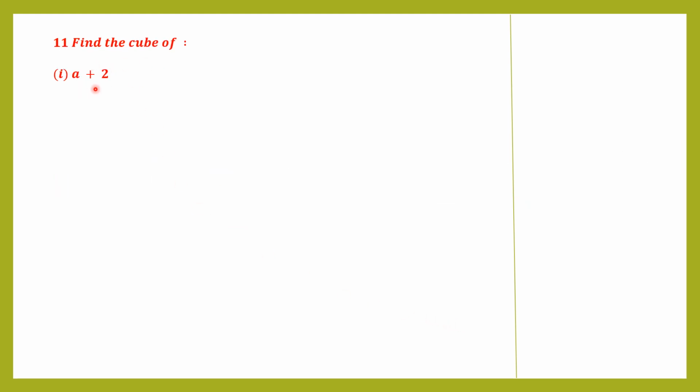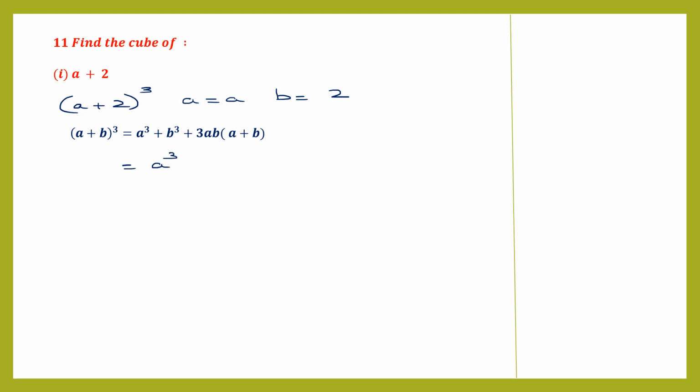Find the cube of this. So it's given this way. We are going to find the cube of this. So that is a plus 2, the whole cube. And here, just like the previous one, a will be the first term, a, and b will be the second term, which is 2. Now we're going to use the formula. So here the formula will be a cube, which is a already, and b cube, b is 2, 2 cube, plus 3 into a into b, which is 2, and in brackets a plus b.